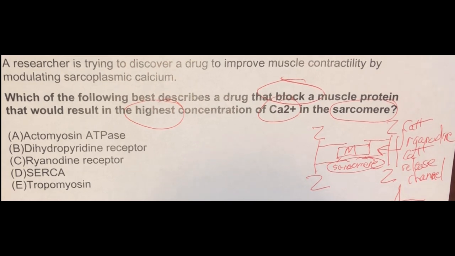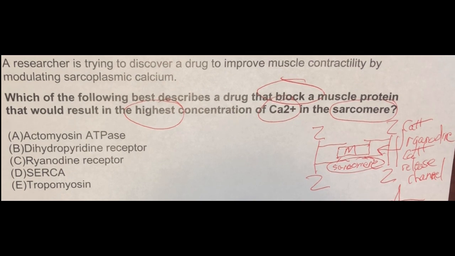Then let's look at the others. It pops out at me that dihydropyridine receptor is actually in skeletal muscle and cardiac muscle, associated with the ryanodine receptor. It's actually part of a ryanodine receptor, dihydropyridine receptor complex that controls the release of this calcium. So if ryanodine isn't the right answer, probably dihydropyridine receptor would do the same thing. If we block that, we'll have less calcium in the sarcomere.